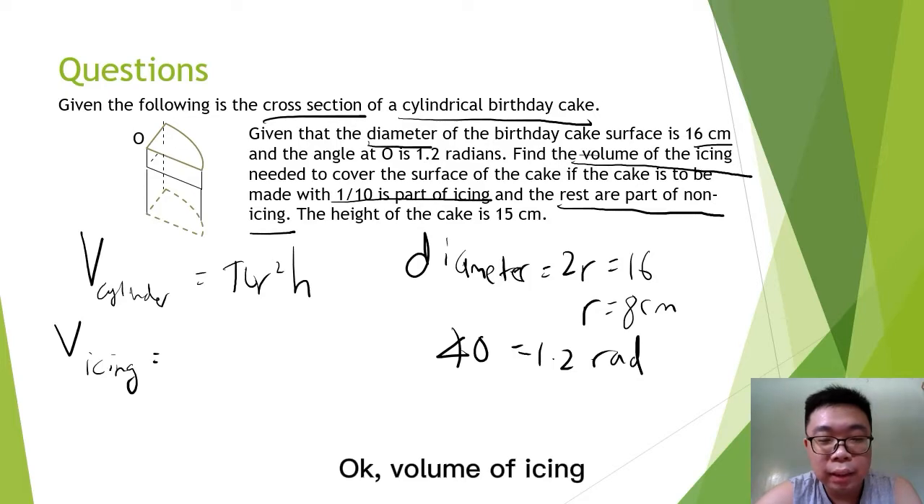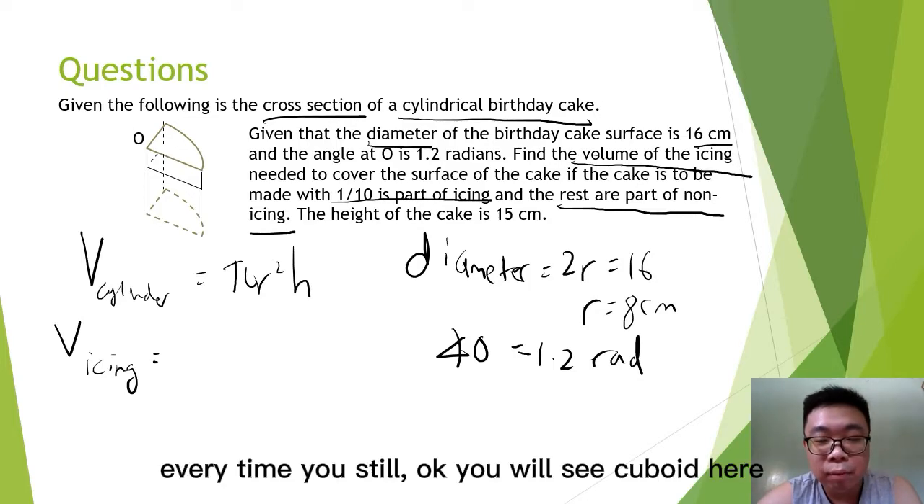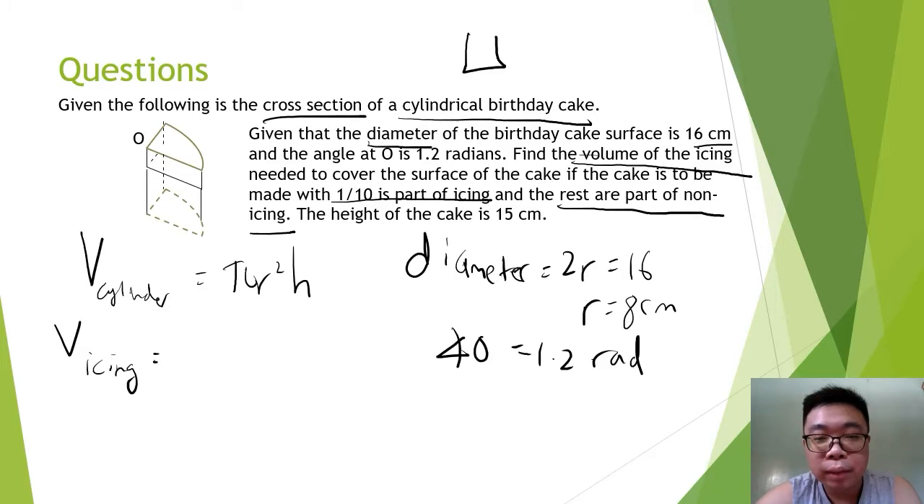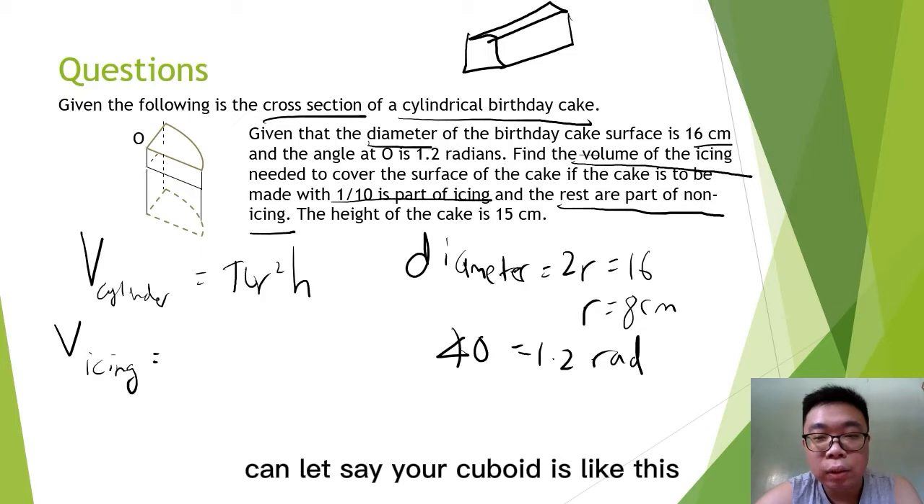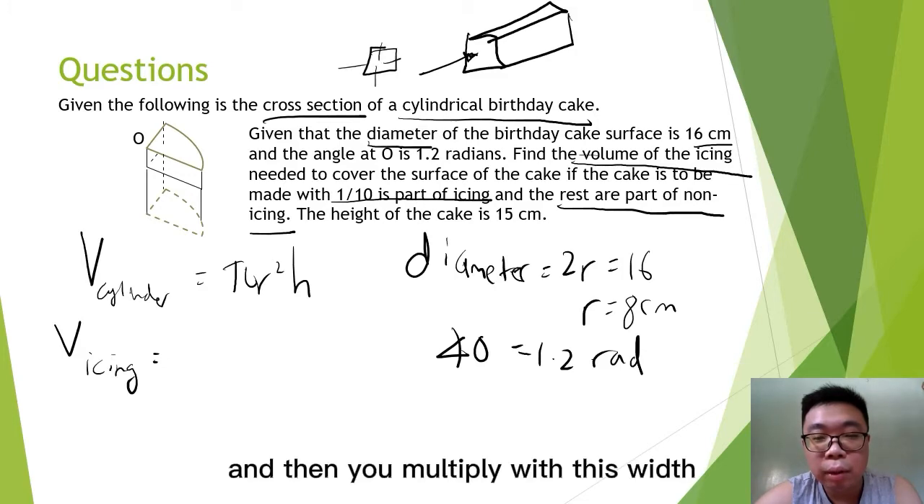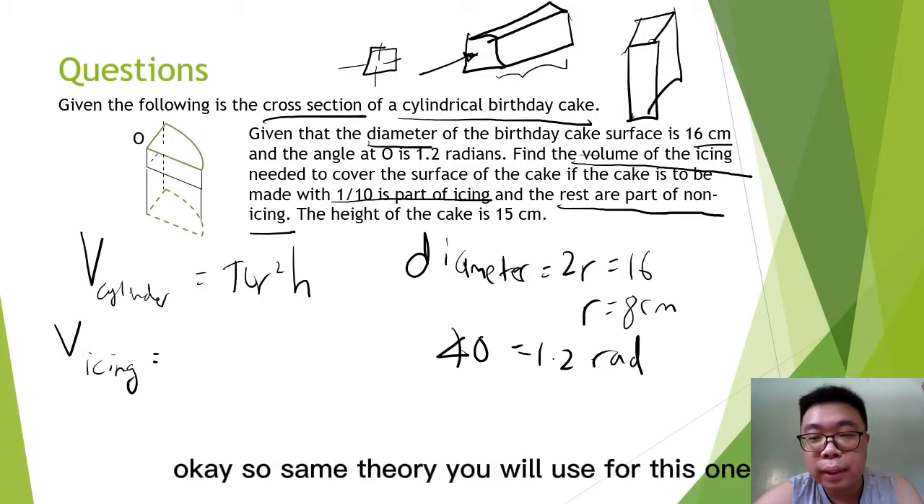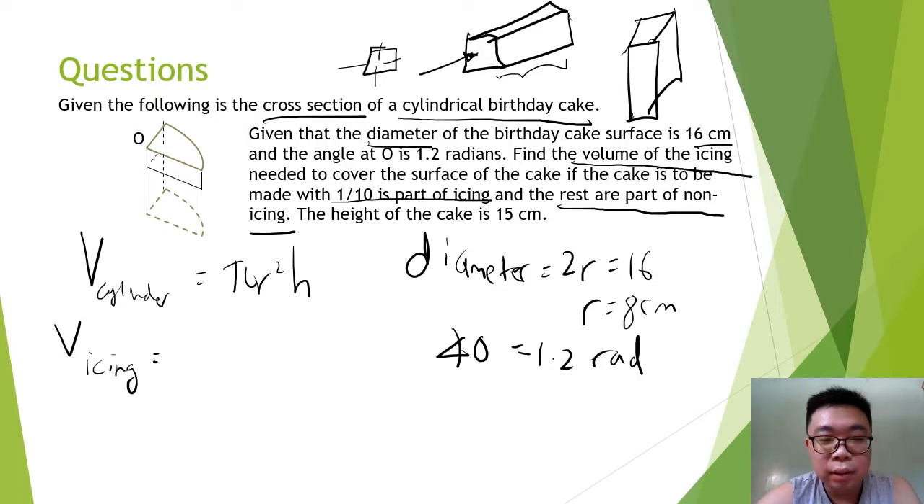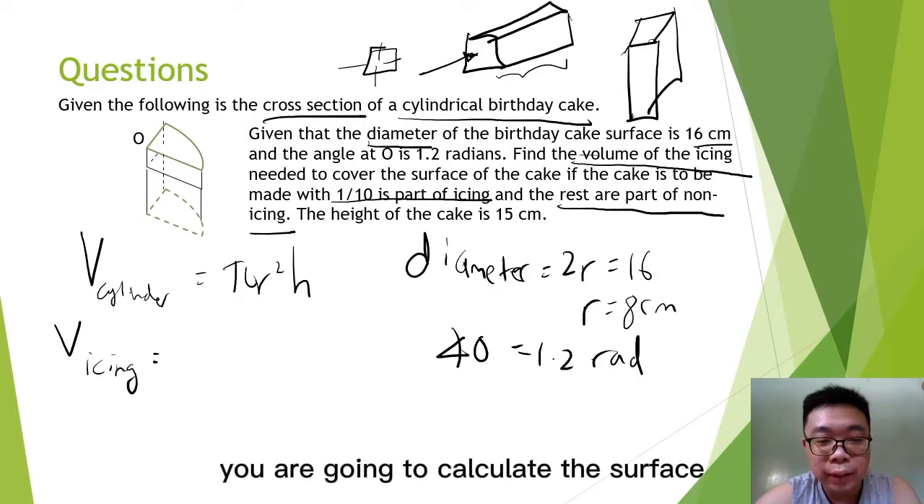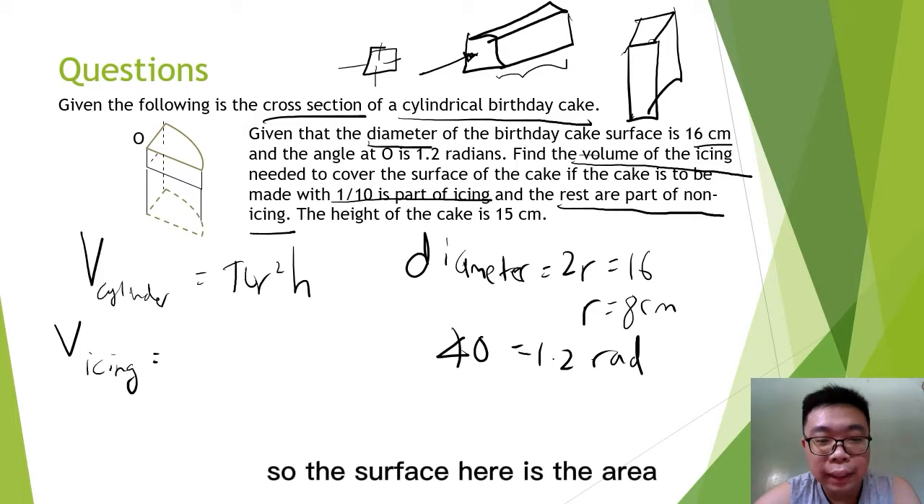If you still remember, every time you see a cuboid here, when you want to calculate the volume of a cuboid, what do you do? Let's say your cuboid is like this. We will first calculate this surface, which is a square, and then you multiply with this width. If you turn this around, you will see this is the height. The same theory you will use for this one. So the first is the surface, and the surface here is the area.